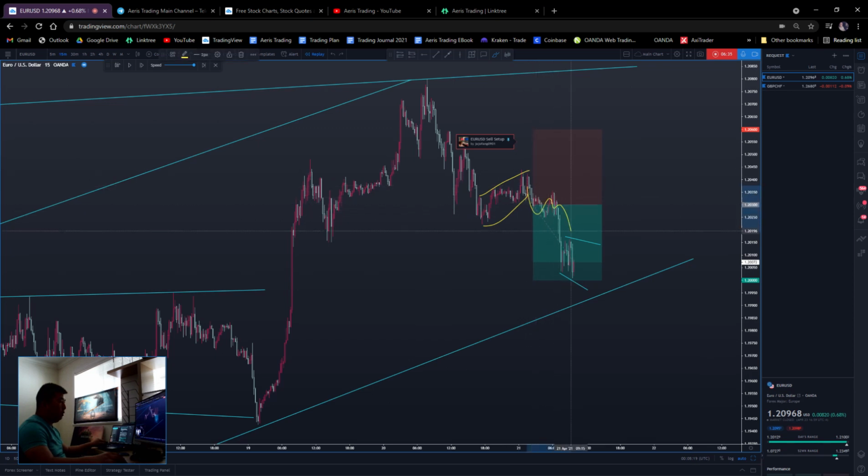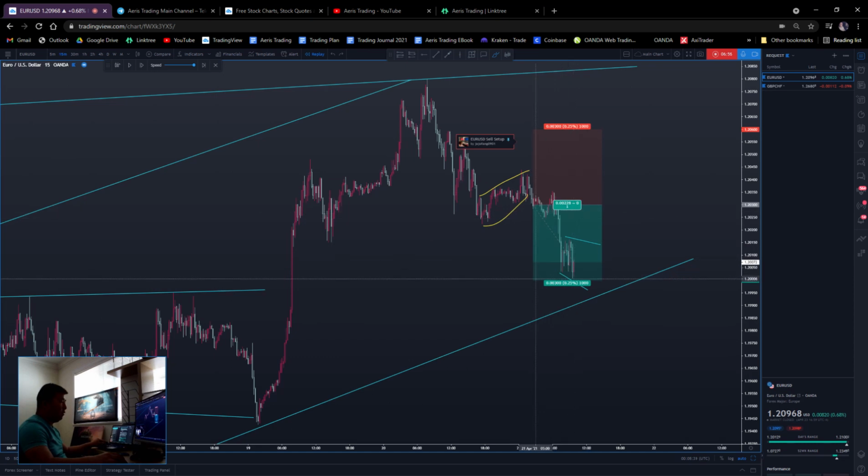Price tagged me in and then pushed down. It actually hit 1-to-1, and that's usually when I'm going to put my stop loss to break even anyways. Protect my trade, 30 pip stop loss above the high here. I can actually even argue for a 25 pip stop loss, but either way, it hits my 1-to-1 profit.